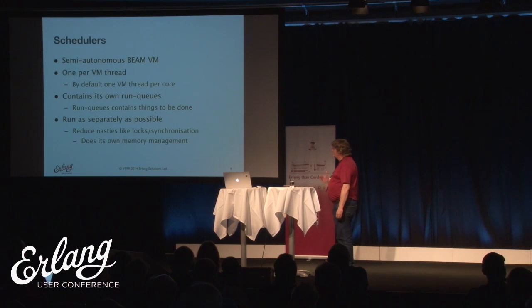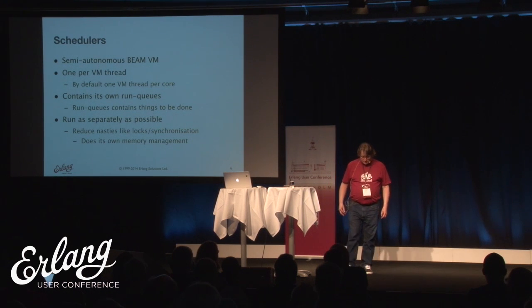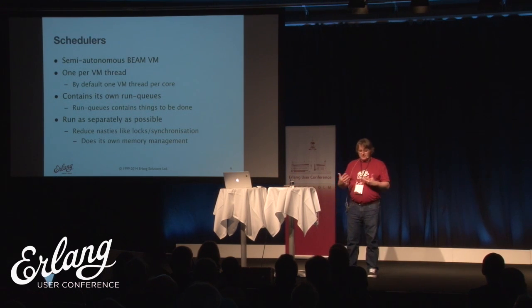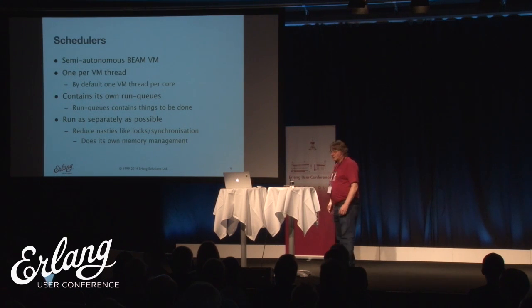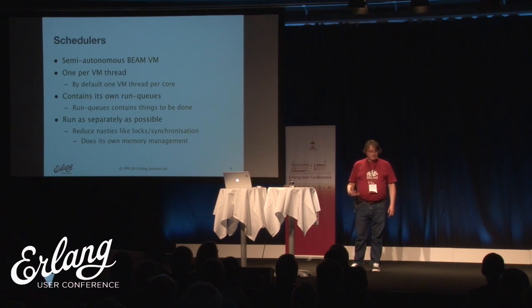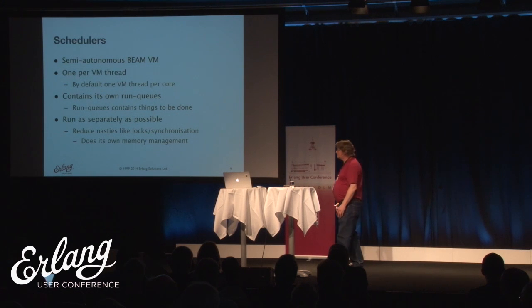By default, you run one scheduler per VM thread. That's how it works. That's how you get the independence of them. That's how they can run concurrently or in parallel. And by default, when you start the system up, you get one thread, one scheduler per processor core. That's just the default.